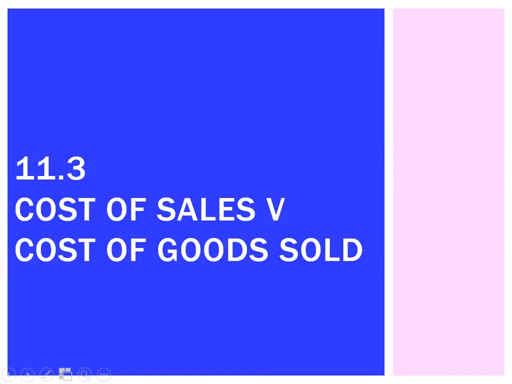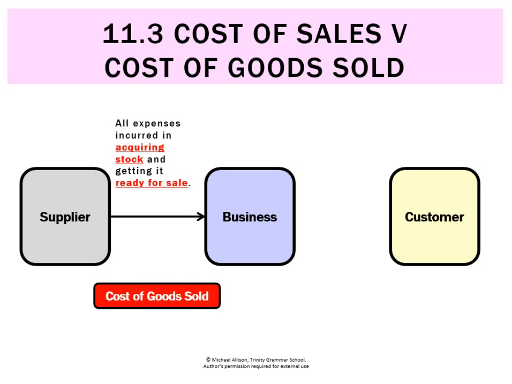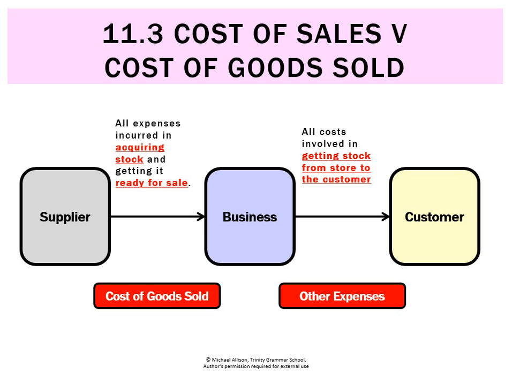Cost of sales and cost of goods sold can seem like the same thing, and while they're related, they are actually different things. So looking at it from the whole chain from supplier to customer, when we buy stock from a supplier as a business, all expenses incurred in acquiring stock and getting it ready for sale, we're going to call that a cost of goods sold. That basically leaves any other expense required to get stock from the business to the customer, which is going to be called another expense. And it doesn't have to be literal. It doesn't mean any cost required to actually deliver it in a car to the customer. It just means any expense incurred in running the business on a daily basis. That's going to be another expense.